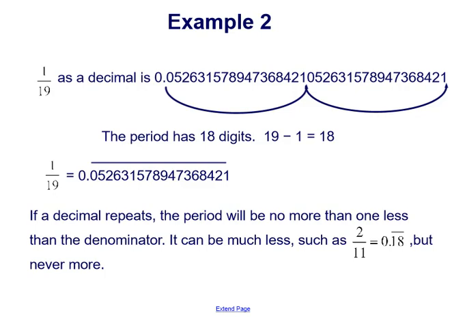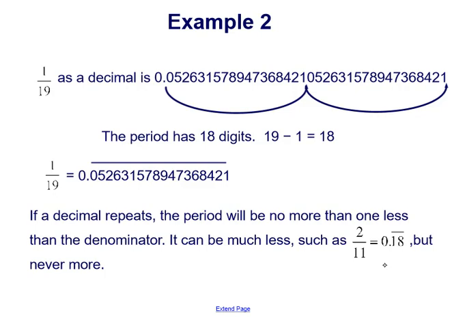Now, it could be much less. For example, with a denominator of 19, it doesn't have to be 18 digits. It could have been less. For example, the fraction 2/11 is equal to 0.18 repeating. It just repeats 18. That's a period or cycle of 2, which is much less than 11. But we wouldn't expect it to have more than 10 digits in the period or cycle.